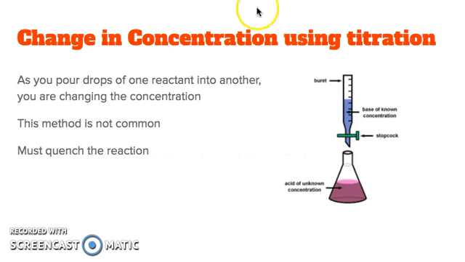A fourth method that you can use is a change in concentration using titration. This method is not really common because it's really complicated. So what you do is that you add single drops of one reactant to another, and then you must use a substance to quench the reaction, which means to pause the reaction. So every time you put a drop in, you have to remove a part of the substance, quench it so that the reaction doesn't continue going, and then you can see how the reaction takes place over time.